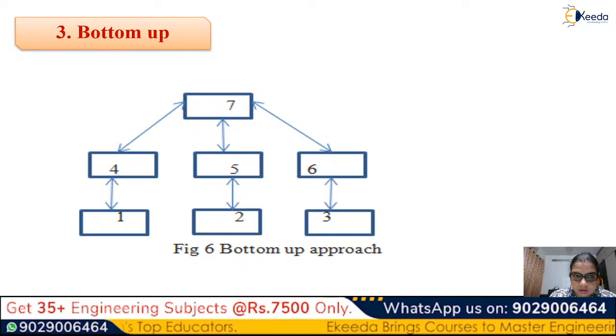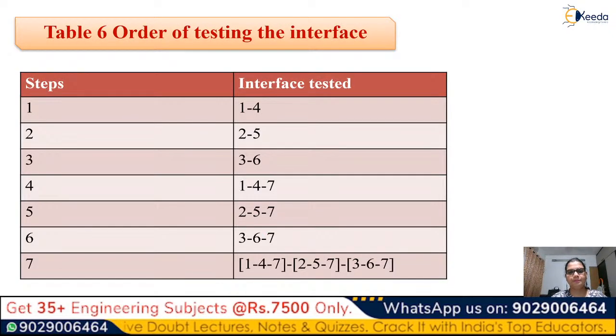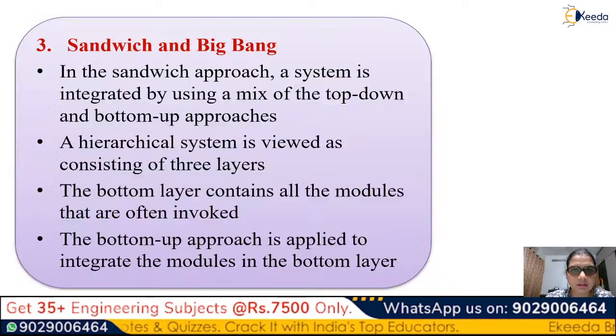Now in the next level, module 1 interfaces with module 4, which interfaces with module 7. In this way, it's bottom up, and these interfaces are bi-directional. Okay, this will not be a top-down approach. This is bottom up, from down to up. Then 2, 5, 7, right? And then module 3, 6, 7. And in the end, what will happen? 1, 4, 7, 2, 5, 7, 3, 6, 7. Okay, so in this way, they are going to execute the interface.